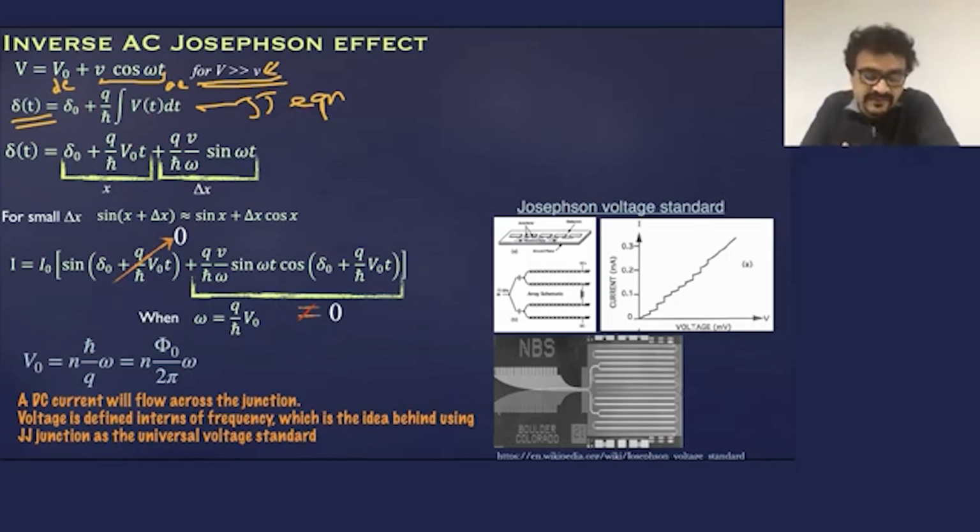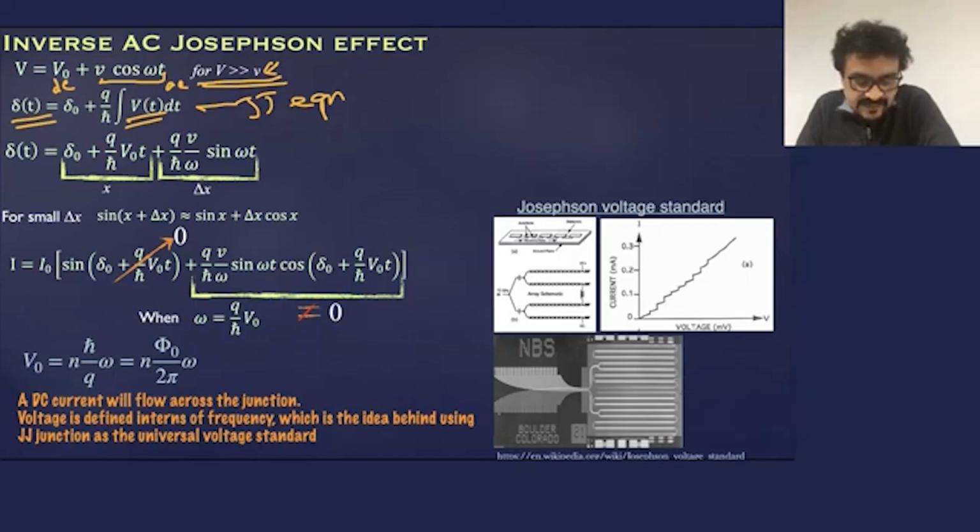Now we have a voltage which is a function of time because you have an AC term. All right. Now, when you substitute this here, this is what we are going to get: delta(t).